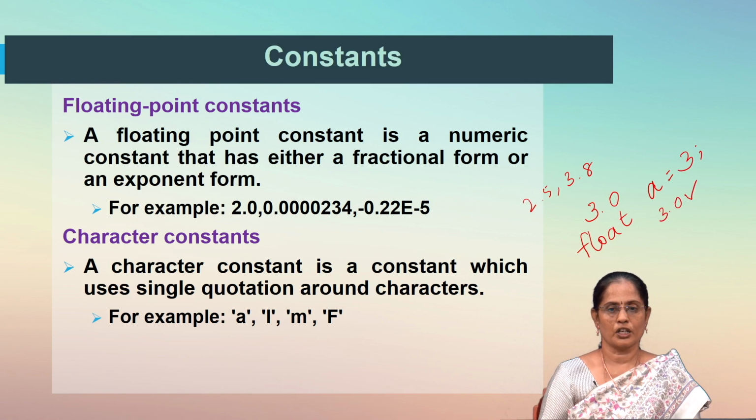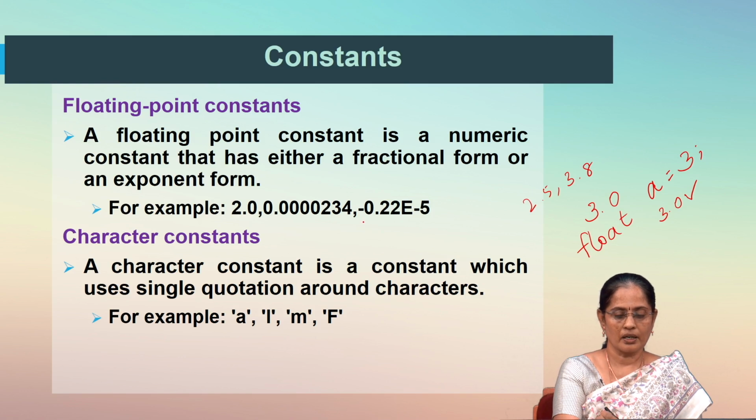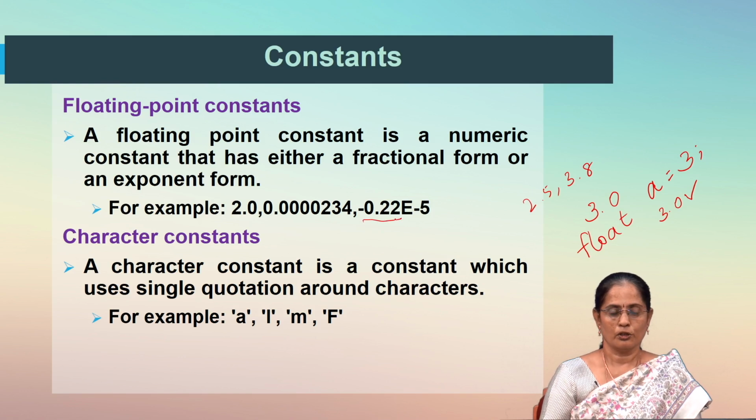And the exponential notation uses two parts called exponent and mantissa. The mantissa part can be represented as a usual floating point value, and the exponent value, the power value, will be represented as E and then its power. So, for example, this value will be represented as minus 0.22 into 10 power minus 5. This value is represented using the mantissa part and the exponential part.